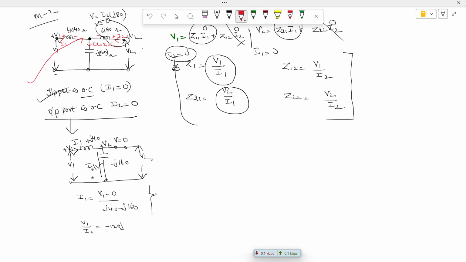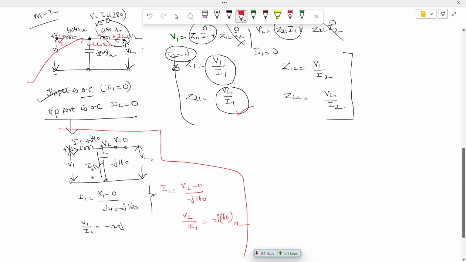The current in this branch is I1. So how to write the current I1? I1 is equal to V2 minus 0 divided by minus j160. We require the ratio of V2 by I1, so bring this I1 to the denominator. V2 by I1 is equal to minus j160 ohms. So successfully we have solved the first procedure. Z11 is minus j120 and Z21 is minus j160 ohms. Now for the same circuit, let's make the output port open circuited.